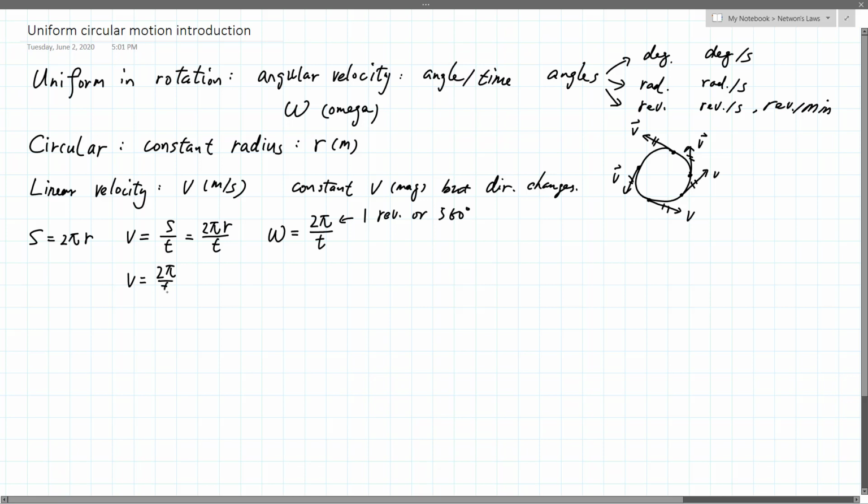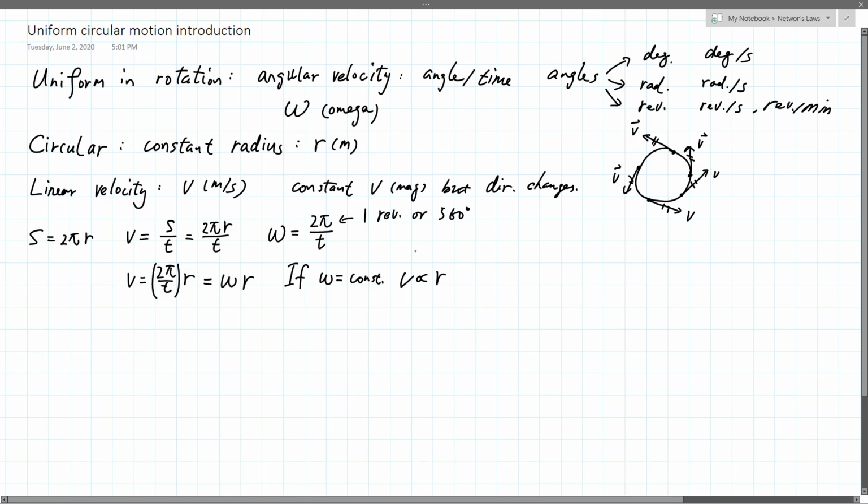factor 2 pi over T, and then this r. If you factor it out, this is angular velocity. So angular velocity times radius equals linear velocity. So what that means is if omega is constant, then the velocity will be proportional to the radius. So if you're twice as far away, then you'll have twice as high velocity to cover twice the circumference.